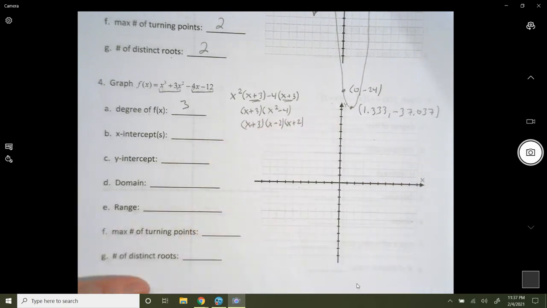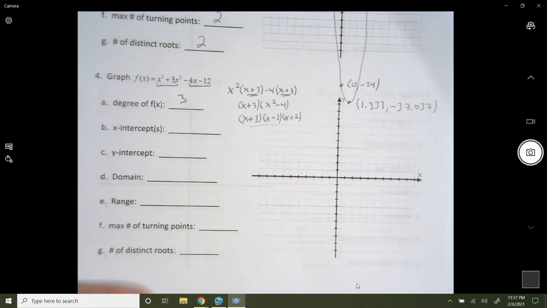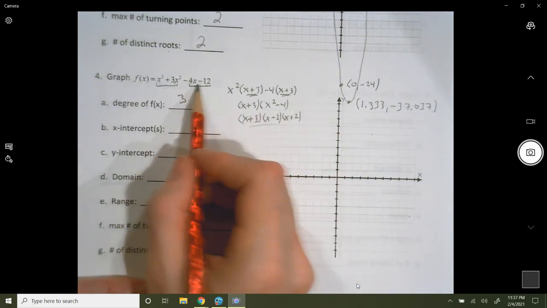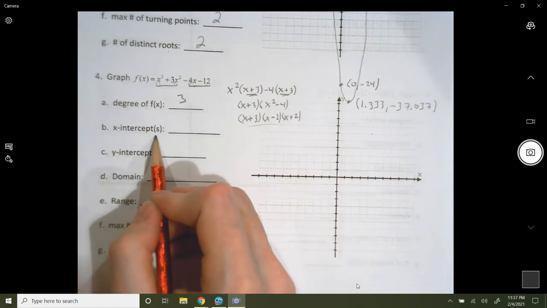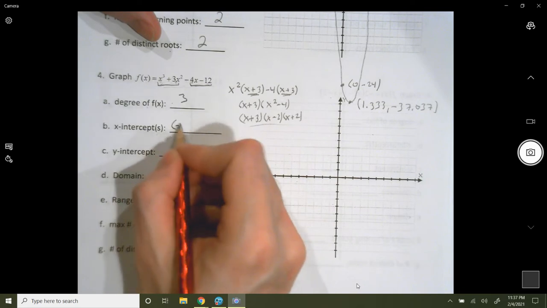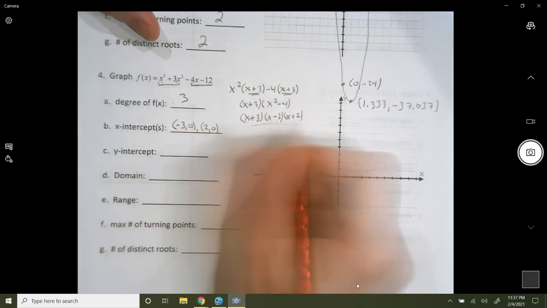Okay, so it's nice to know different methods of factoring because that was a lot easier than what we did for some of the other problems. Okay, now you can't always do this. You have to kind of recognize the patterns, or you could try this. So our x-intercepts, the degree is 3, so we're looking for 3 zeros. So we've got negative 3, 0, positive 2, 0, and negative 2, 0.